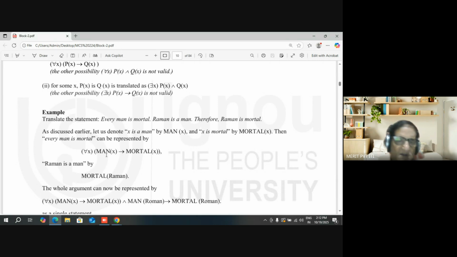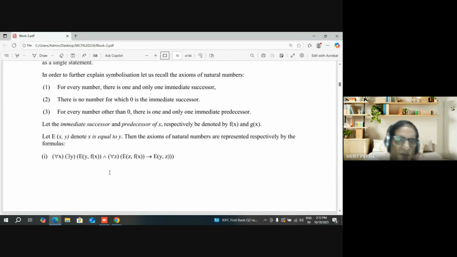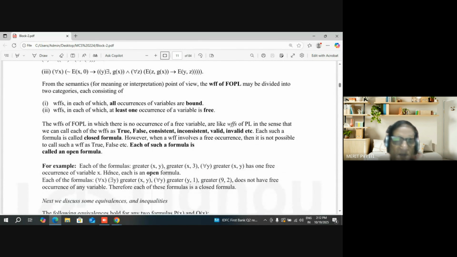For all x, man x, mortal Raman, वो सारा बार बार उसी चीज को रिपीट करे जा रहे हैं, because that is a most important decision which has been taken by AI.